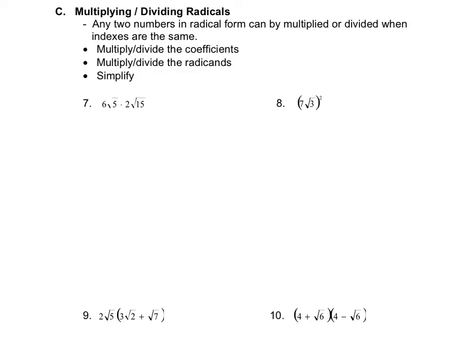Okay, now that you have the steps copied, basically what they're saying is you have to have the same index, meaning you can only multiply and divide square roots by square roots, cube roots by cube roots. Do you see what I mean?